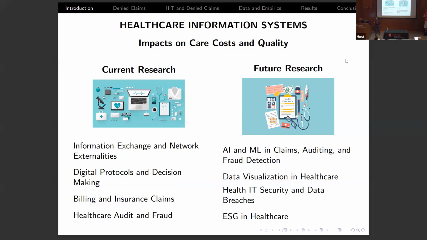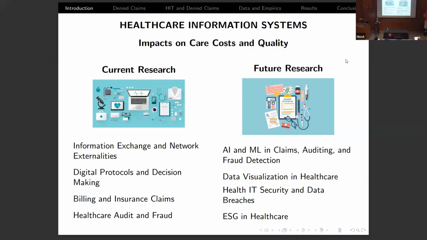One important aspect of health IT and electronic health records is that they can implement digital protocols and standardize care procedures, which becomes especially important for situations where decision-making is more complicated than complex, and we observe a huge variance in terms of the outcomes and the cost of care. So here we study how electronic health records and these types of digital protocols can impact the way physicians make decisions and eventually the patient outcomes and care costs.